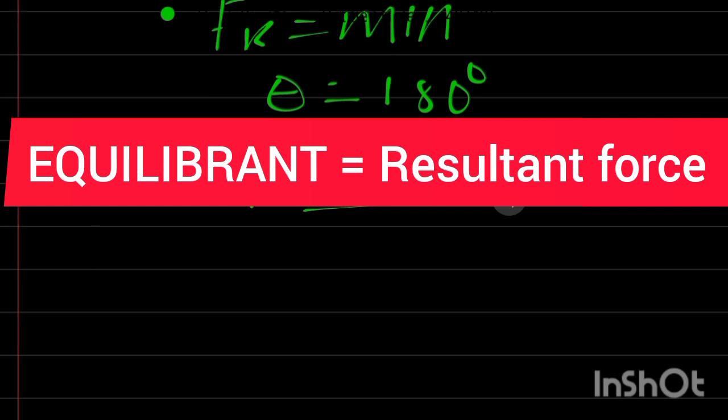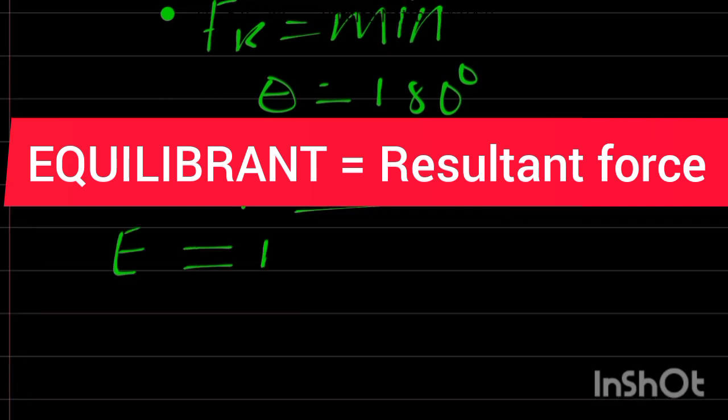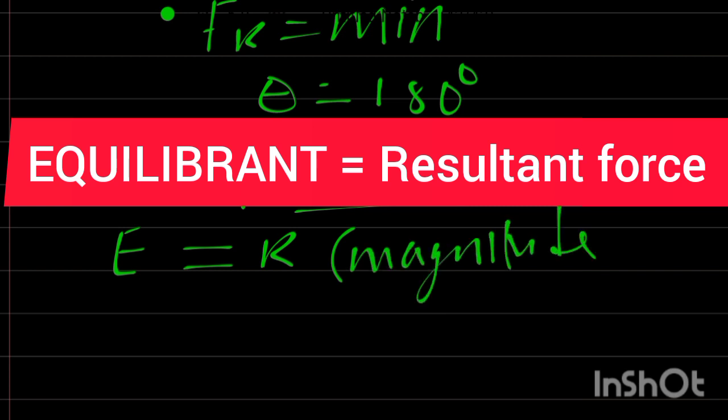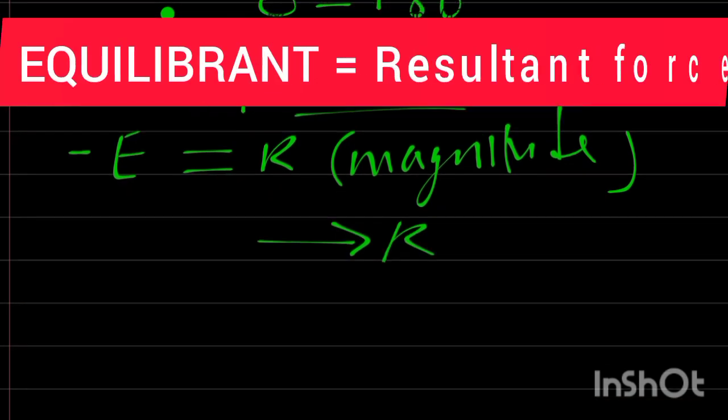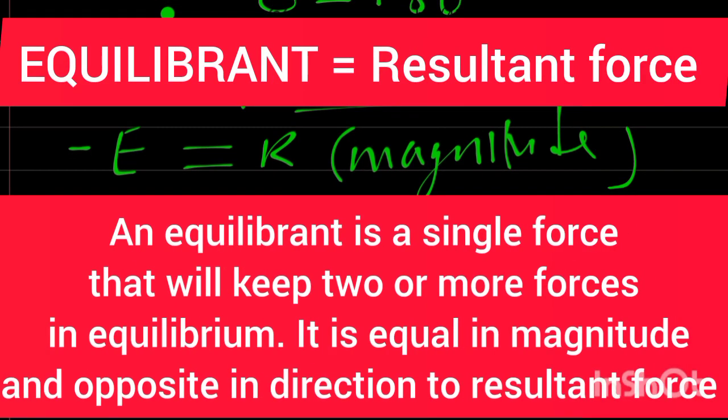Actually, equilibrant and the resultant force, they are equal in magnitude, but they are opposite in direction. If a resultant force is going like this, then equilibrant will have the same magnitude as the resultant force, but moving in the opposite direction.